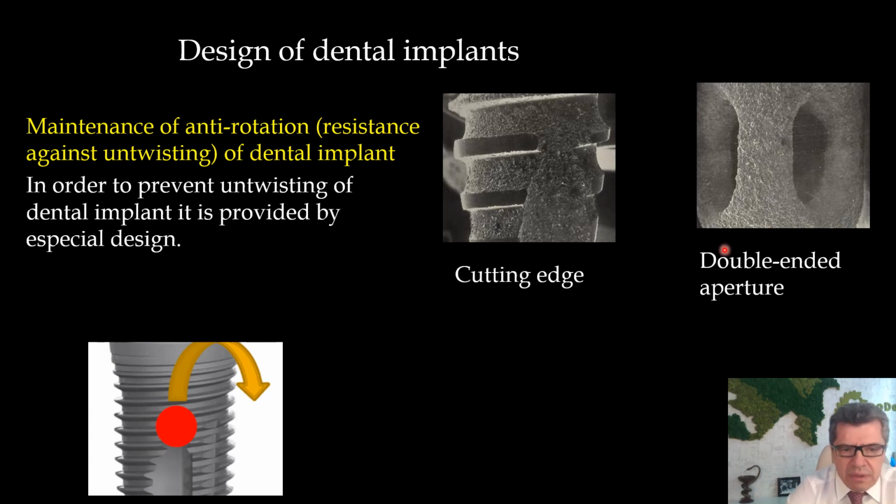But sometimes we have a problem with implant rotation. For anti-rotation, the implant has a special design that prevents twisting of the dental implant: a double-ended aperture and a cutting edge.